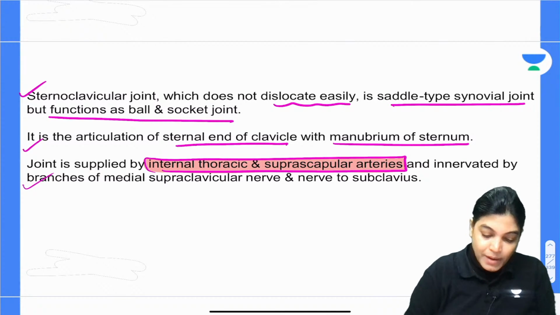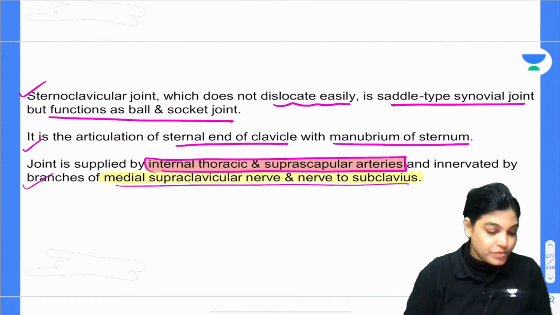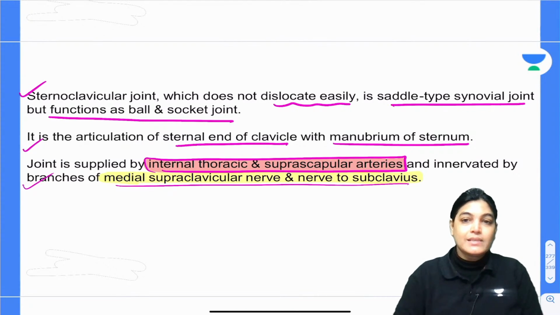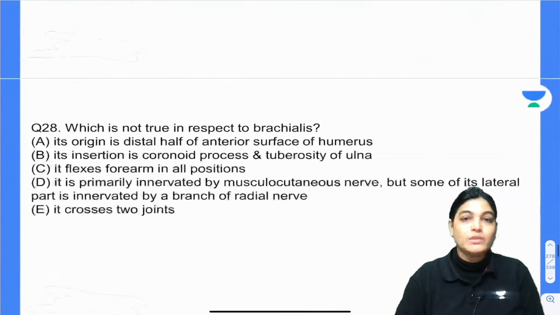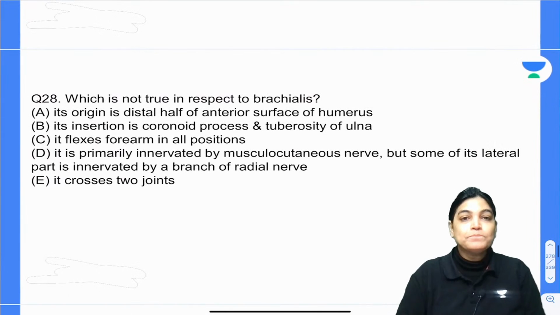The nerve supply is by the medial supraclavicular nerve and the nerve to subclavius. So, we are done with the nerve supply and arterial supply of the sternoclavicular joint. Let's move on to the next, question number 28.